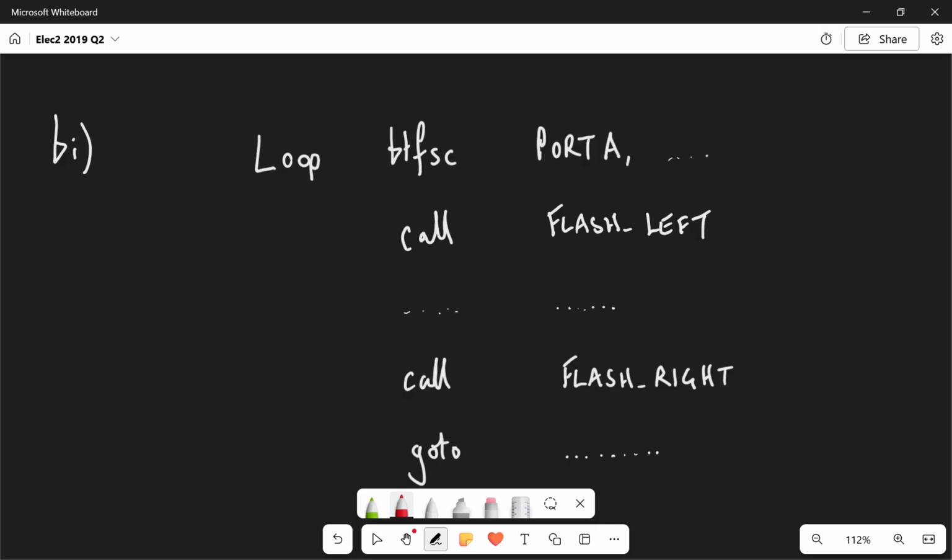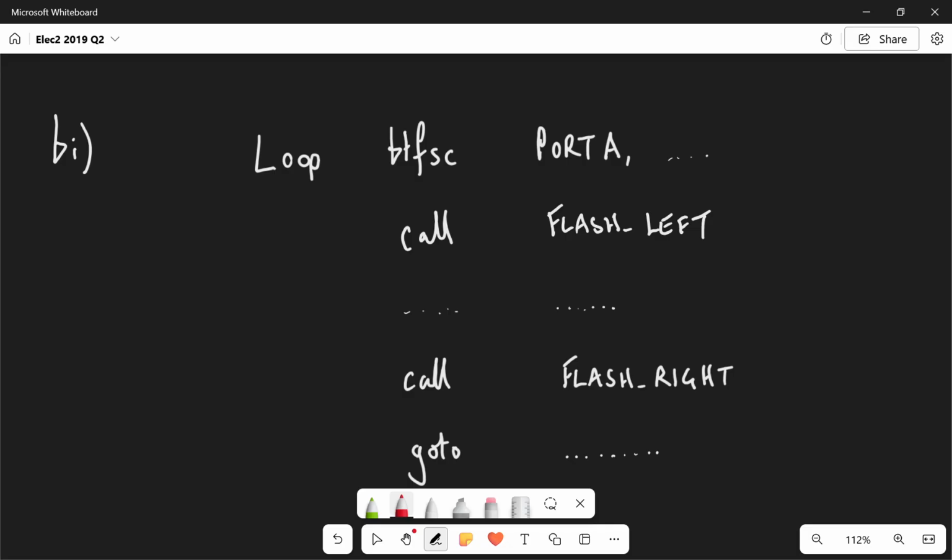The program checks whether the left turn or right turn switch has been pressed. The subroutine flash left causes the left-hand indicator to flash on and off 10 times. The subroutine flash right has the same effect on the right-hand indicators. Complete the code for that section. Okay, so here's our block of code. What we need to ascertain is that this is a checking piece of code, or it polls, and it's going to look at port A0 and port A1.